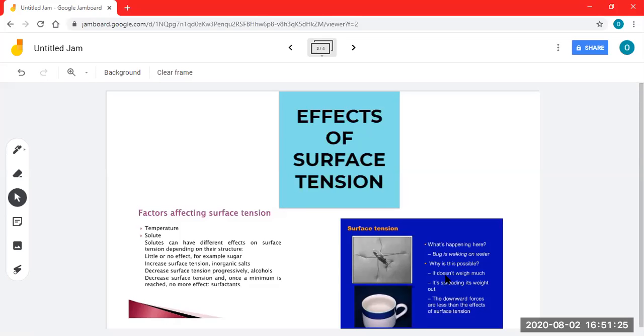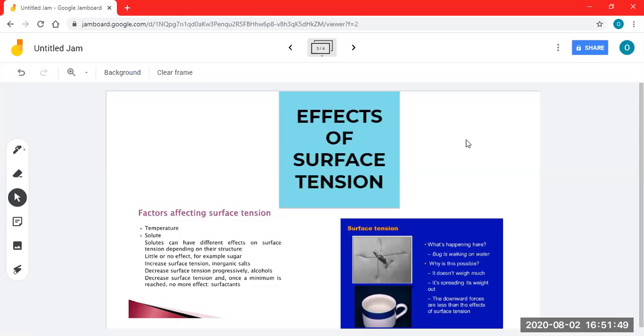It spreads its weight out. Then the downward force is less than the effect of surface tension. So that is an effect of surface tension there. We still have more examples of the effect of surface tension.